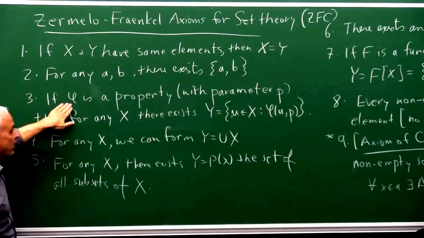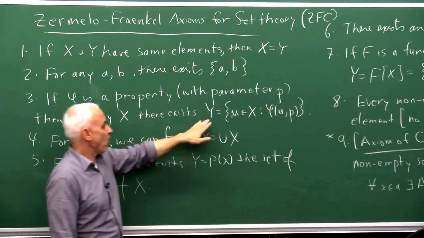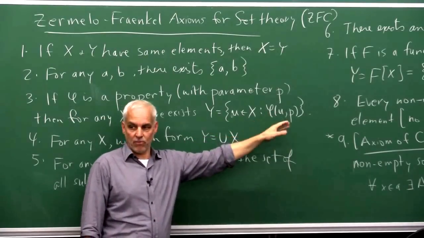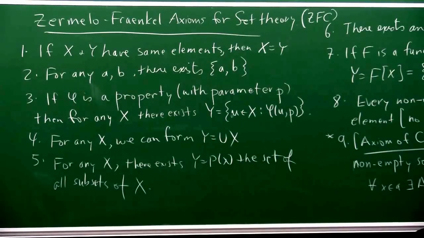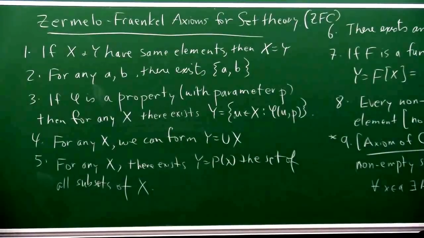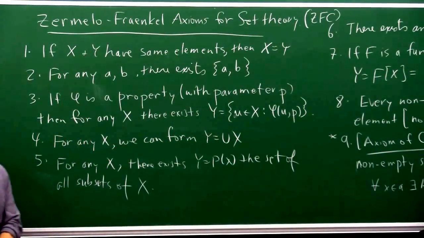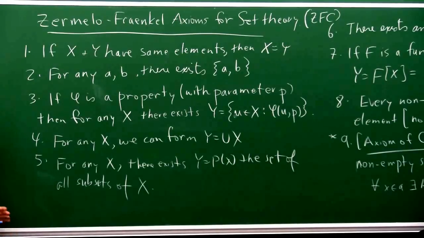If Phi is a property with, say, some parameter P involved, then for any X, there exists a Y such that Y is equal to the set of U in X such that this particular property holds. So we can pick out from a big set a subset by a property. And moreover, we're allowed to have that property depend on a parameter. For any x, we can form the union. So basically, this was telling us that we can perform unions. And the next law tells us that we can form power sets. So for any set x, there's another set y, which is the power set, or the set of all subsets of x.